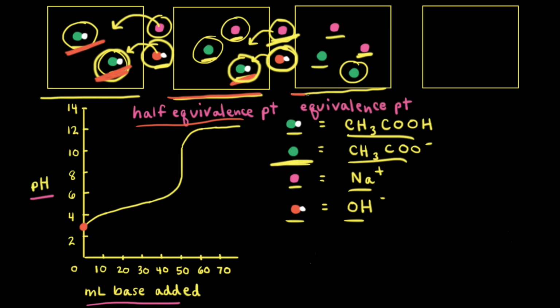If we compare the third particulate diagram to the first particulate diagram, all of the acid that was initially present has been neutralized. Therefore, the third particulate diagram represents the equivalence point of the titration. We can estimate the equivalence point on our titration curve by looking for the area where we see a sharp increase in pH, so right about in here.